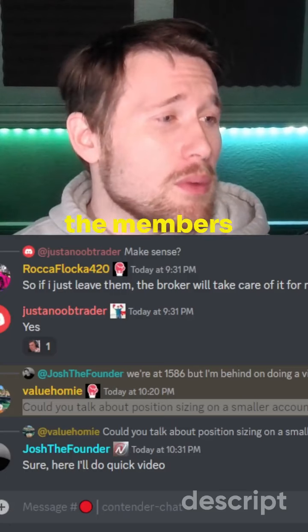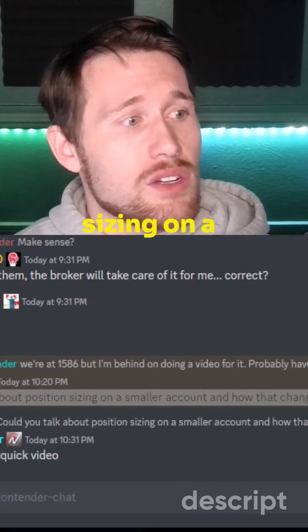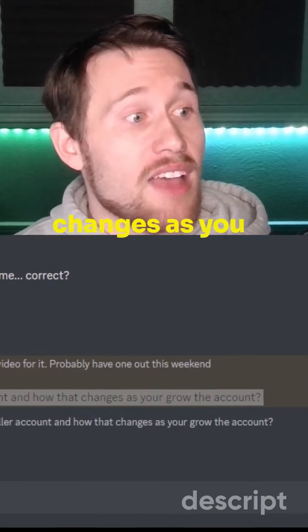So we have a question here from one of the members of the Discord. Could you talk about position sizing on a smaller account and how that changes as you grow the account?